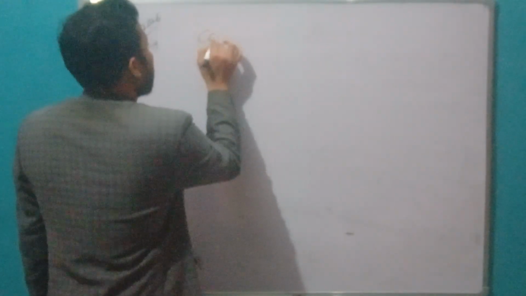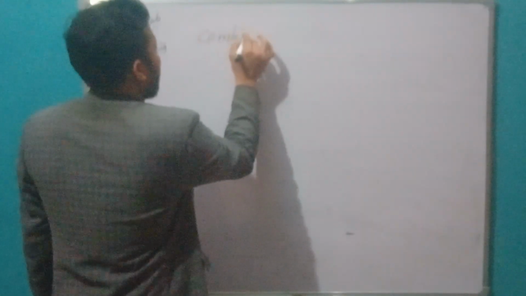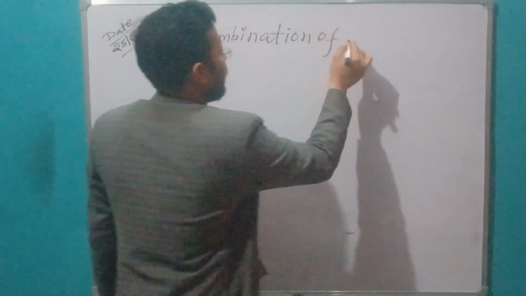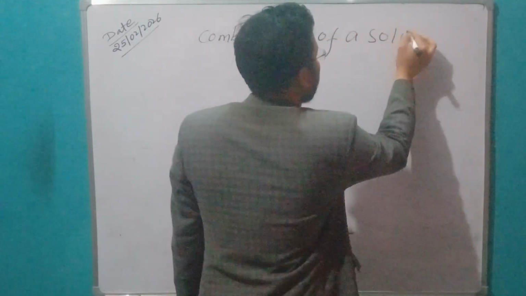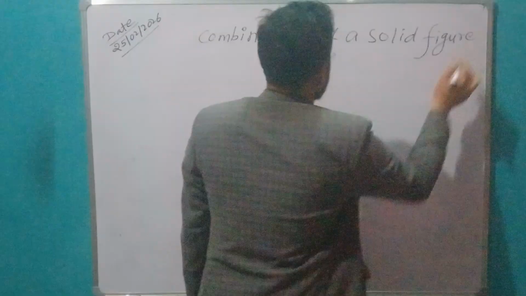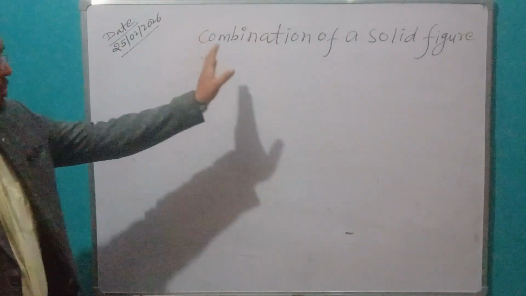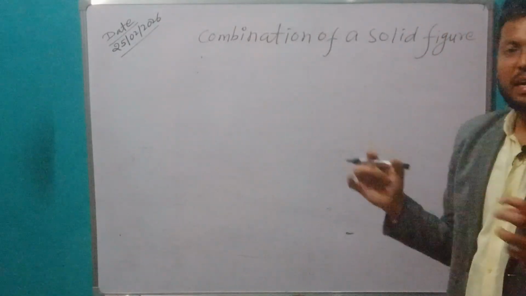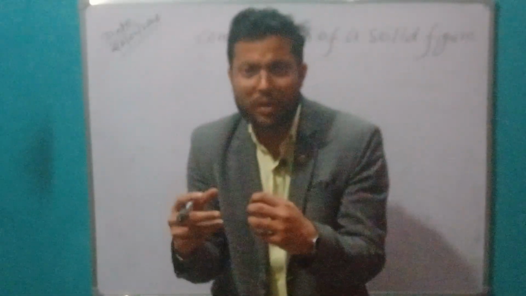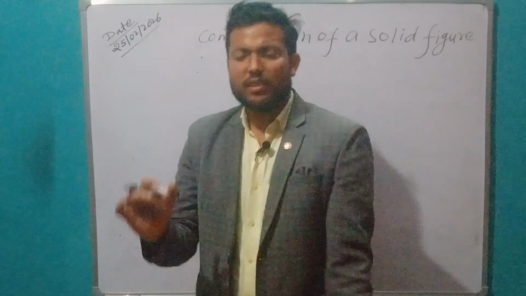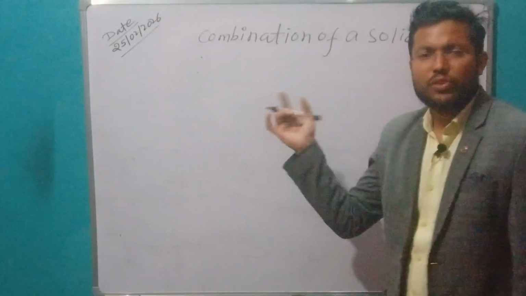You see here, your topic is the combination of a solid figure. What is the meaning of this? The word combination refers to joining two or more basic solid figures to make a single solid. This solid is known as a combination of solids.